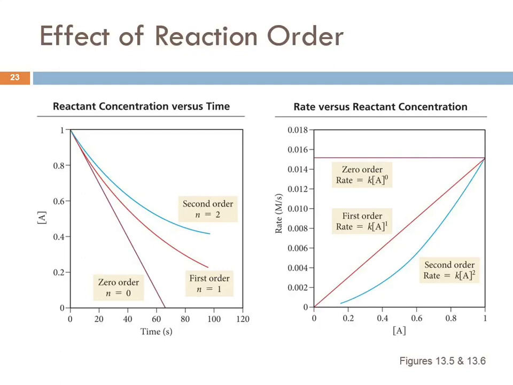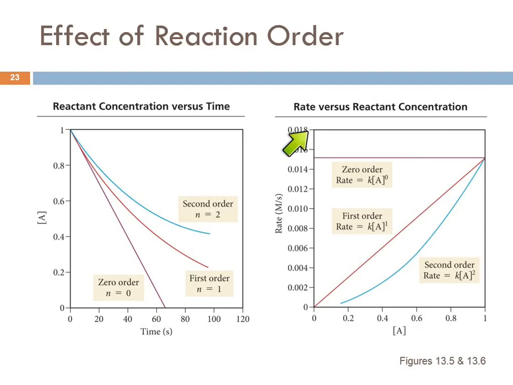This slide shows two different graphs. One is showing the reactant concentration versus time for the three different types of reaction. For a zero order reaction where that exponent is 0, we see that the concentration changes linearly with time. It makes a straight line here. For a first order reaction, it changes less and less as time goes on. And the second order is even more so.